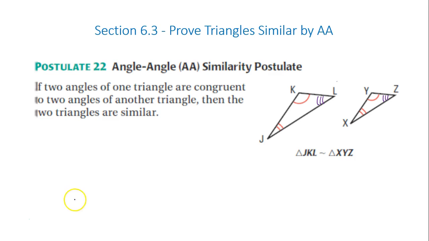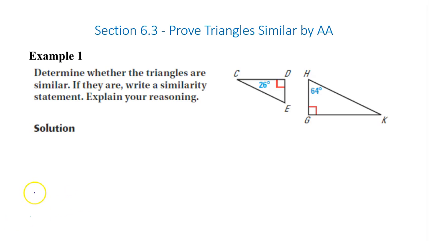So let's use this in an example. Here in example 1, we're asked: determine whether the triangles are similar. If they are, write a similarity statement and explain your reasoning. Well, by the angle similarity postulate, we only need two angles from each of the triangles that are congruent to each other. So here we have angle D is a right angle and angle G is a right angle. There's two corresponding angles right there that are congruent to each other. Well, let's figure out what angle K is.